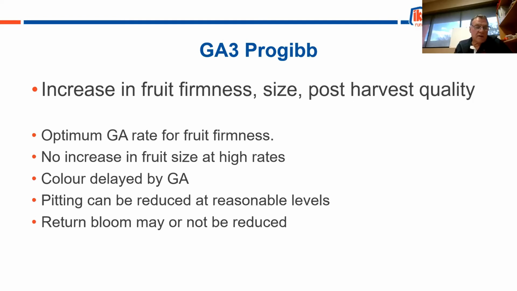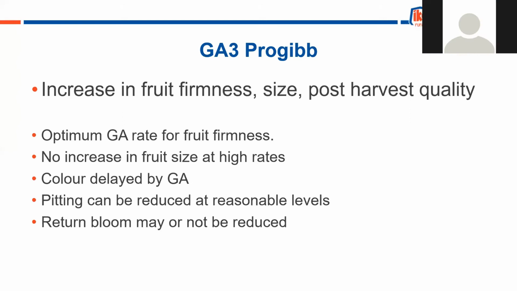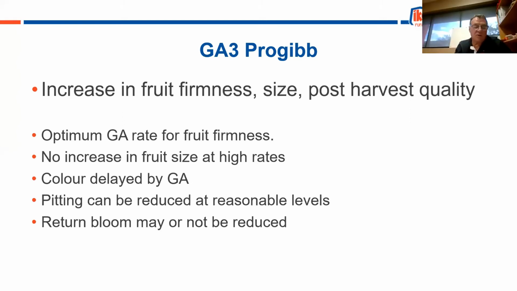You get very little delay in harvest. Fruit quality certainly can be increased. Pitting is reduced on many varieties, and post-harvest quality can hold up a lot longer with GA on the fruit. Return bloom may or may not be reduced, depending on the timing and the rates that you use.